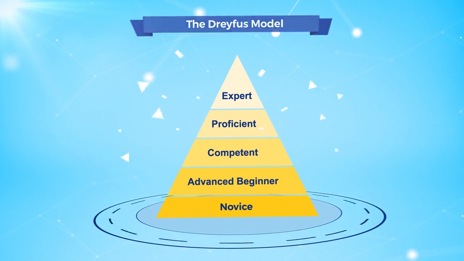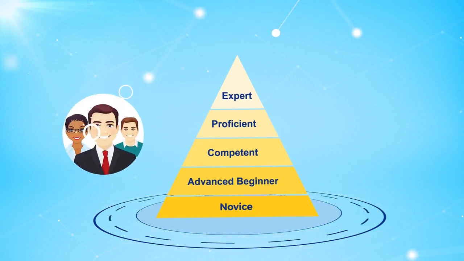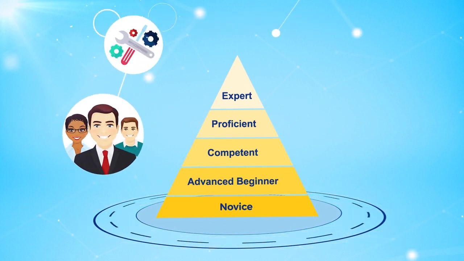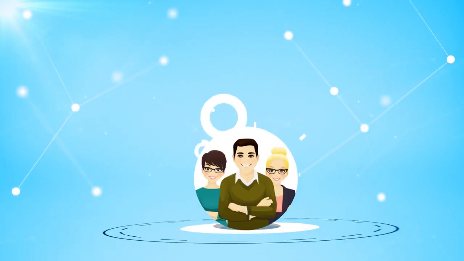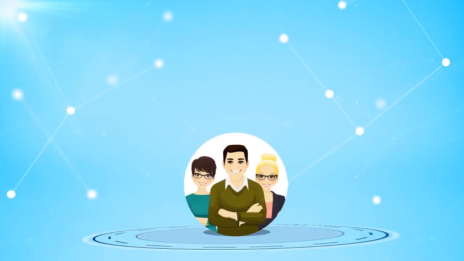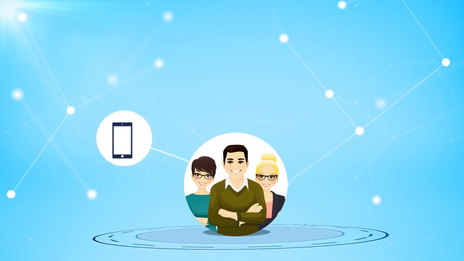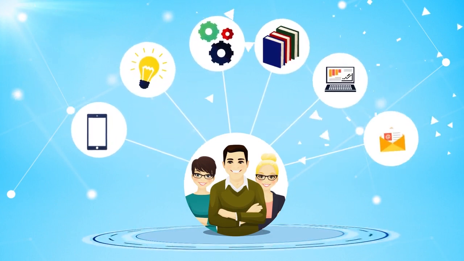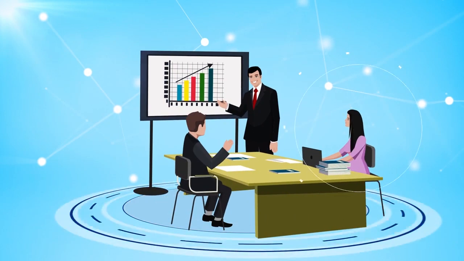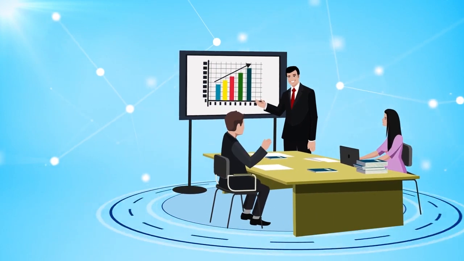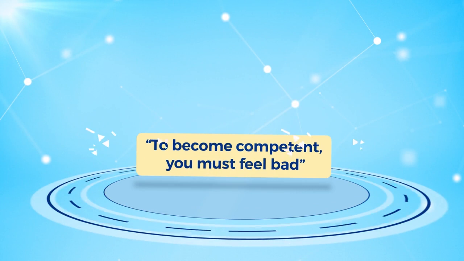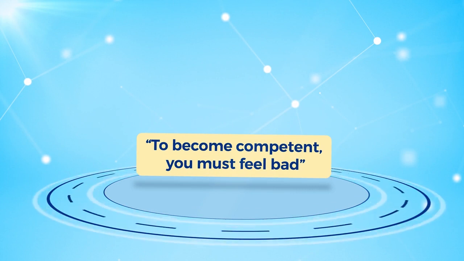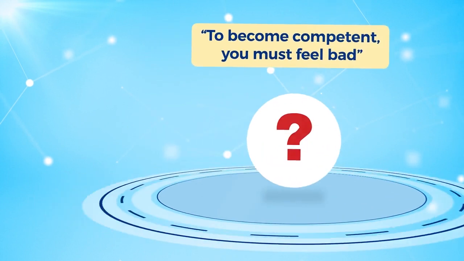The Dreyfus model is a helpful way of looking at how people acquire and grow their skill sets. Understanding how people learn is important for Agile teams, both those starting to adopt practices and those who are already applying them. This model can be used in Agile as an evaluation and coaching tool. Dreyfus said that to become competent, you must feel bad. But what does this actually mean?